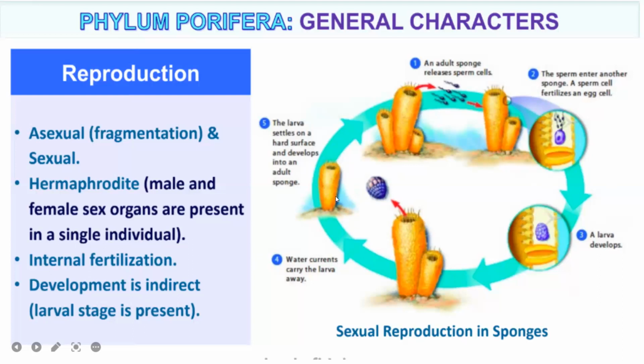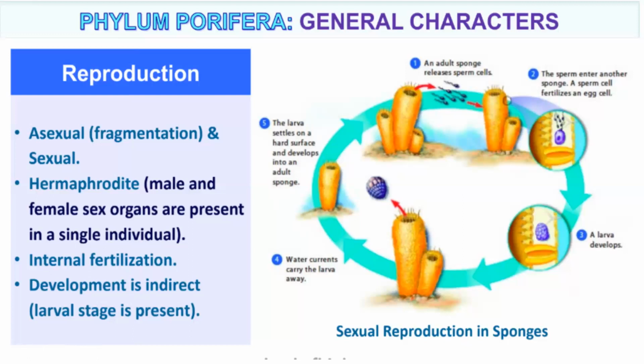After fertilization, you don't get a porifera. First, there is a larva. That larva is inside the mother, then it is released out. It moves with the water current, comes in contact with a hard surface, settles there, and develops into an adult sponge. Got what is direct and indirect, no?